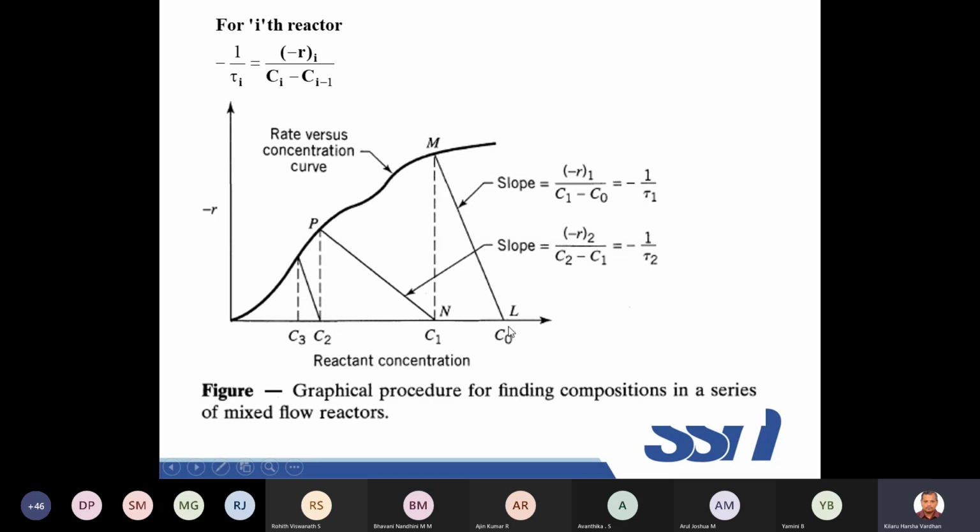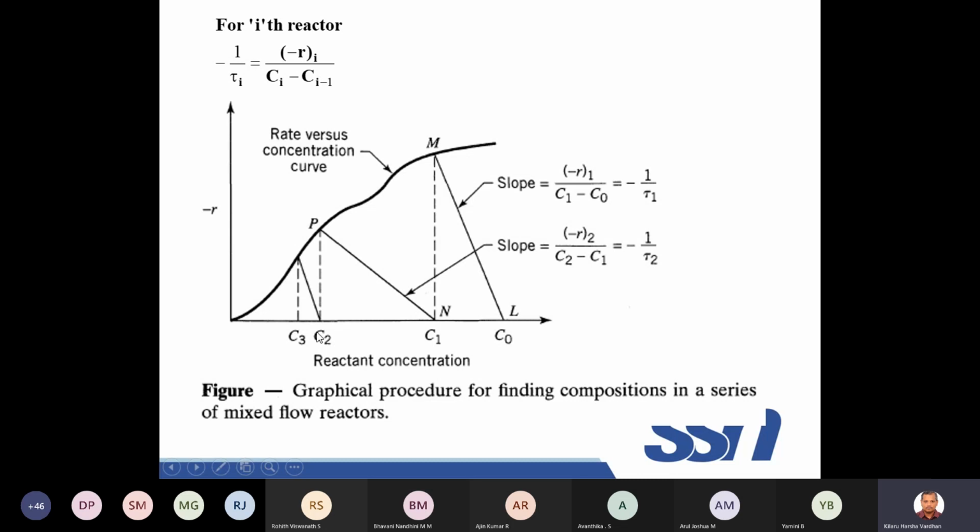This is the concentration difference. For the second reactor, putting i as 2, 1 by tau 2 is minus r2 divided by C2 minus C1. Where is C2 minus C1? This is C2 minus C1. How to calculate this C2? We know this, we know this, but we don't know this. So from C1, cut the curve using a negative slope of minus 1 by tau 2, and then project it straight down, and that will be C2.